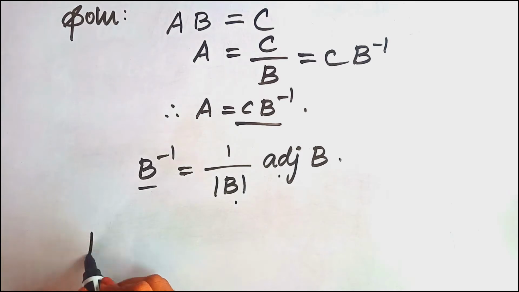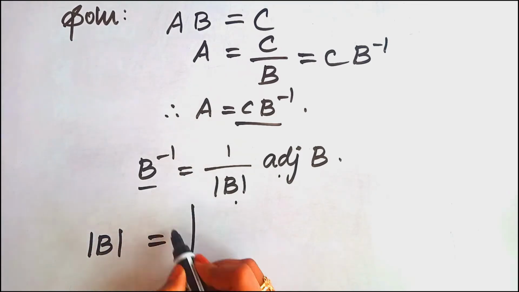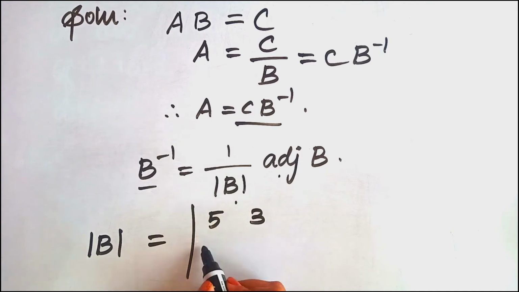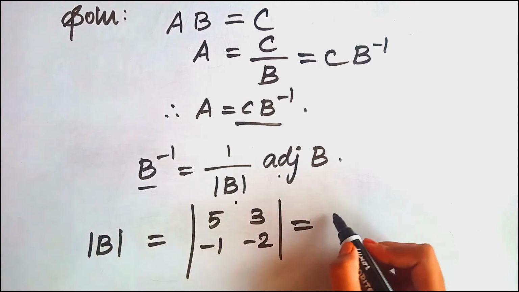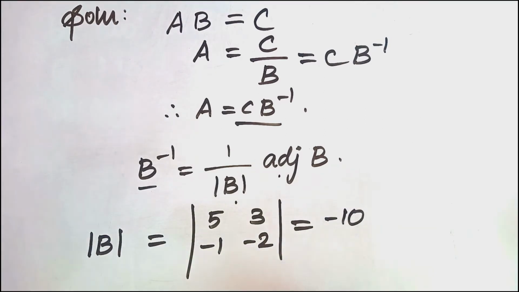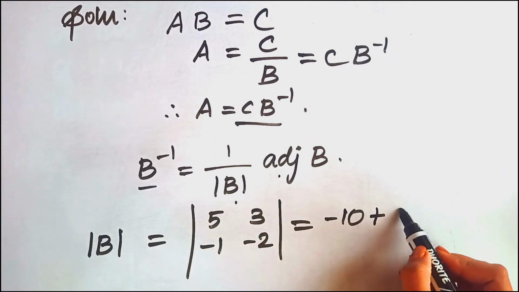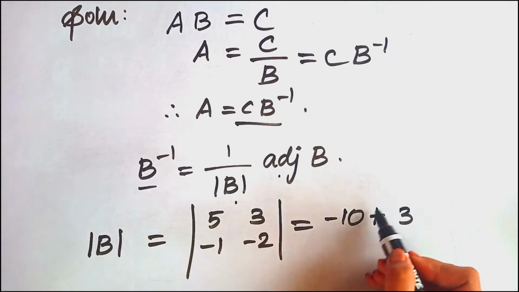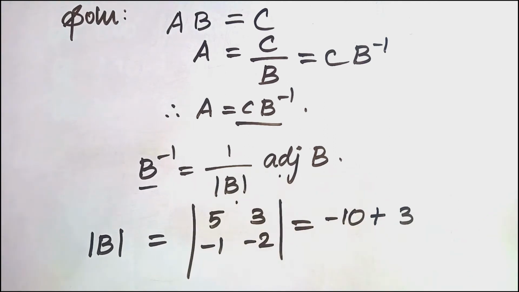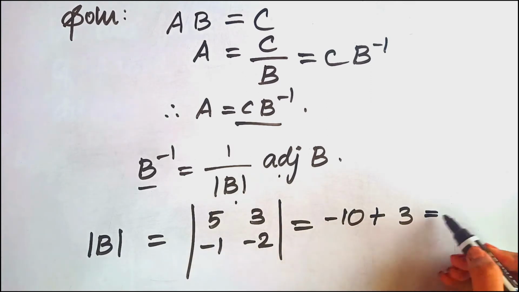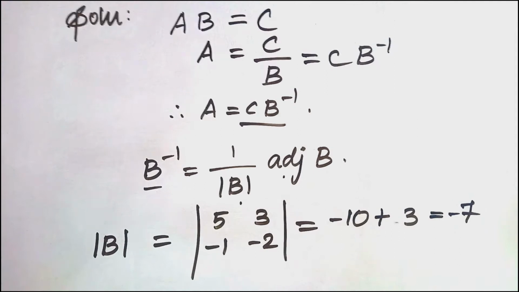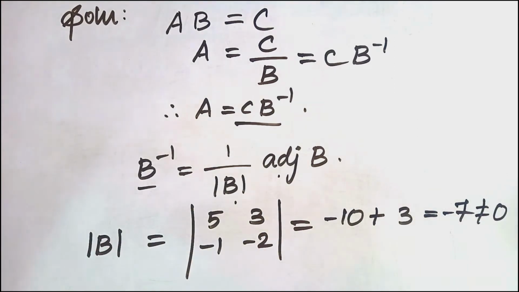Now let's find the determinant of B. Determinant of B is equal to, we substitute the value of B here, which is [5, 3; -1, -2]. Then we multiply 5 into minus 2, it will be minus 10, and then there is a minus sign before 3 into minus 1, and 3 into minus 1 will be plus 3, because here there is a minus and there is also a minus, so minus into minus will be a plus. So minus 10 plus 3, and therefore we get the answer minus 7, and this is not equal to 0.